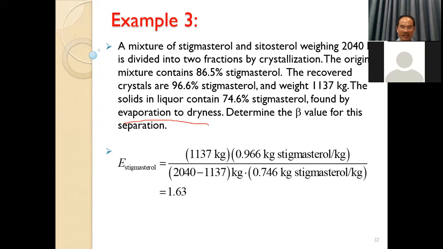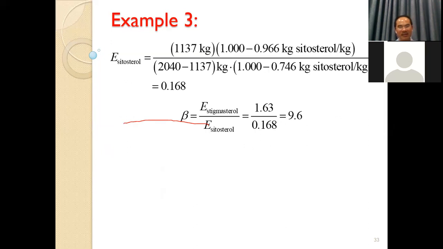And then you get sigmosterol at 1.36, 1.63, and citrosterol at 0. You can see that the ratio of 1 divided by 0.something approaches 10. Beta is quite high. That means you can separate sigmosterol. That's right, you get pure sigmosterol by this technique.